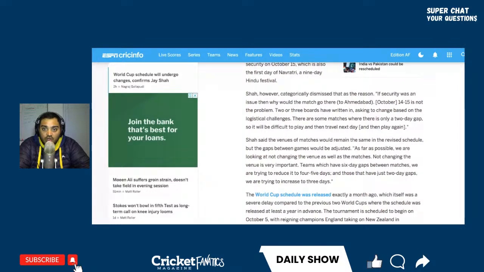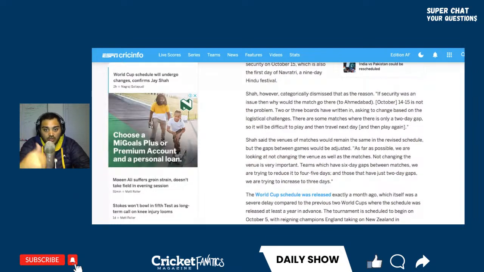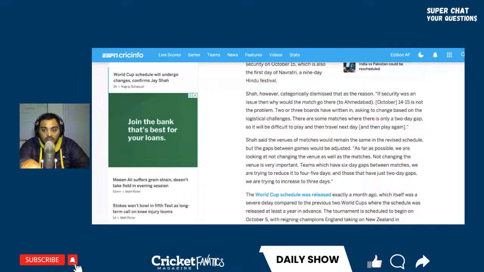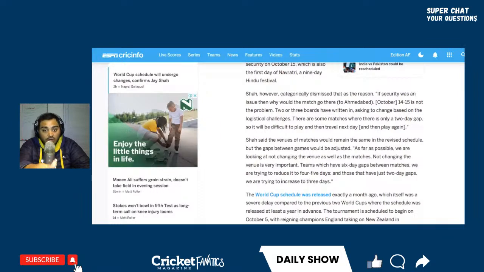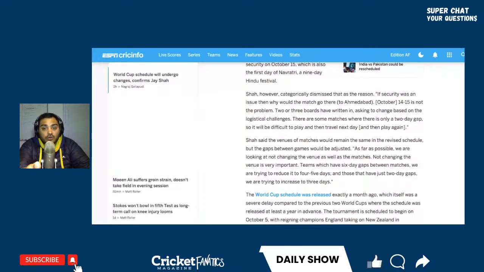2 or 3 boards have written in asking to change bases based on the logistical challenges. There are some matches where there is only a 2-day gap, so it will be difficult to play and then travel the next day. And this is something that we spoke about, guys, about South Africa. You're looking at their schedule, the different cities that they're playing in, and the time it's going to take to travel from one city to the next and then still get ready to play is going to be crazy. I don't know if South Africa is one of those nations, but I think it would have been wise for them to also put in a request to change some of those schedules.